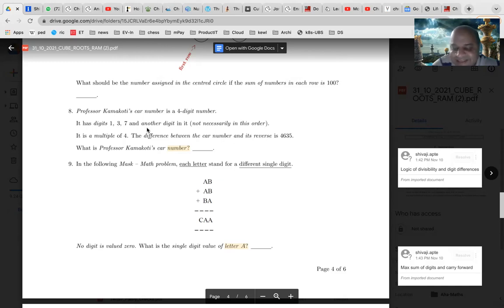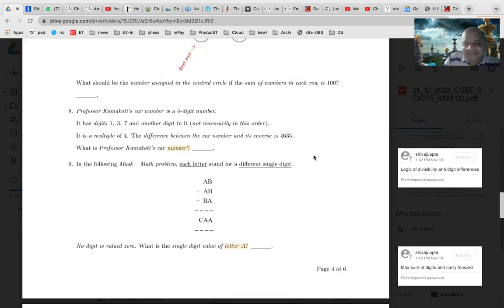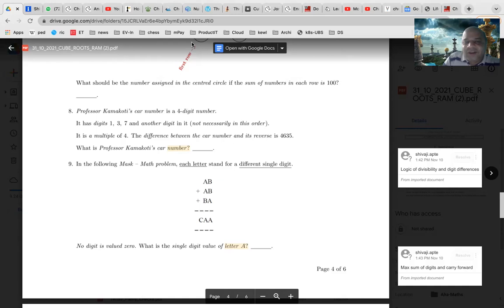Are you following me? Because see, the last digit cannot be 1, 3 or 7 because the entire number has to be a multiple of 4. Correct, na? Madhura? Yes, sir. Right? So what can be the thing?